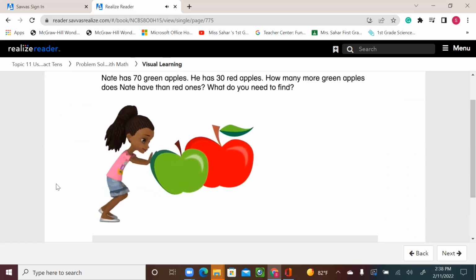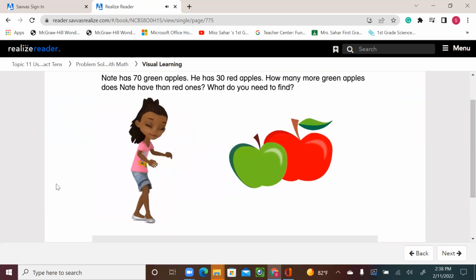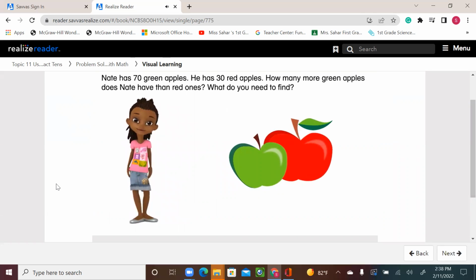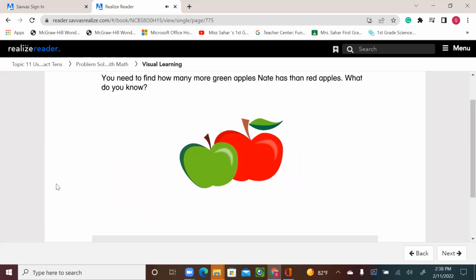Nate has 70 green apples. He has 30 red apples. How many more green apples does Nate have than red ones? What do you need to find? You need to find how many more green apples Nate has than red apples. What do you know? You know that Nate has 70 green apples and 30 red apples.